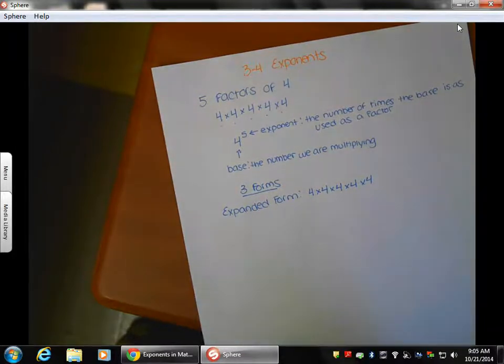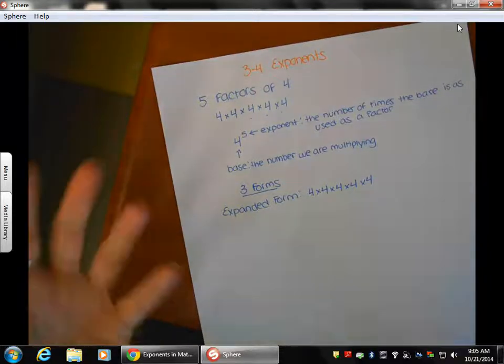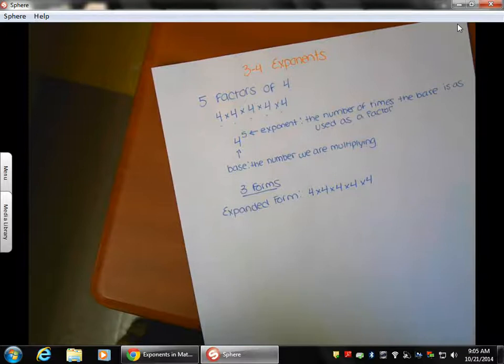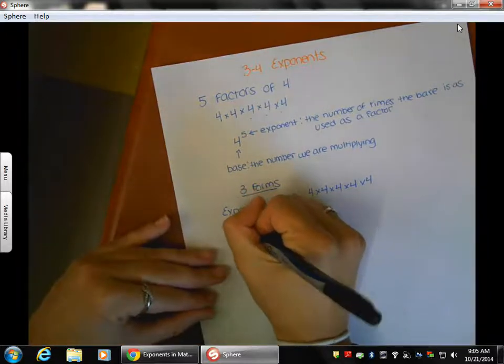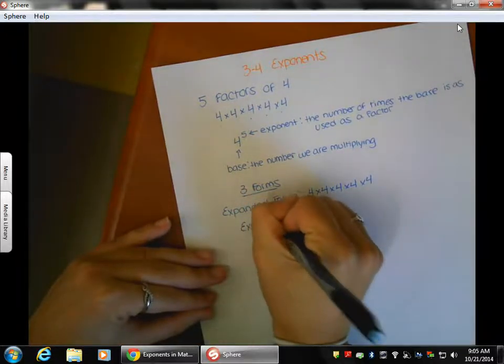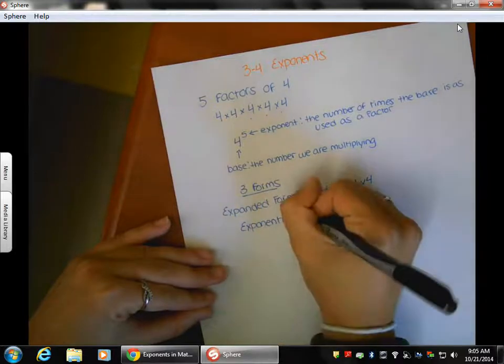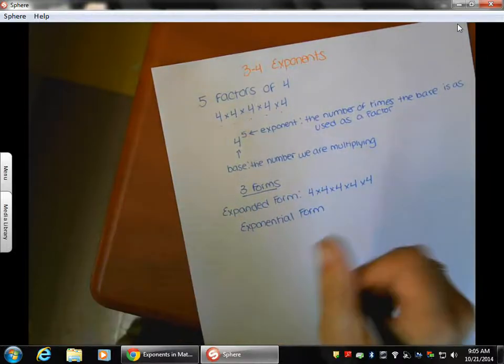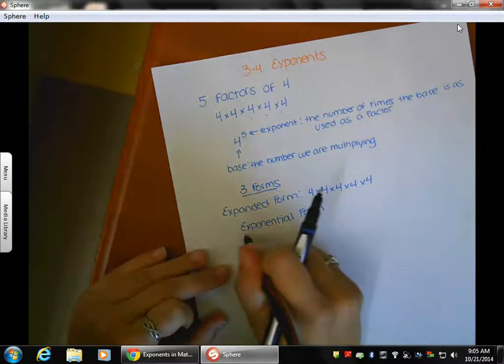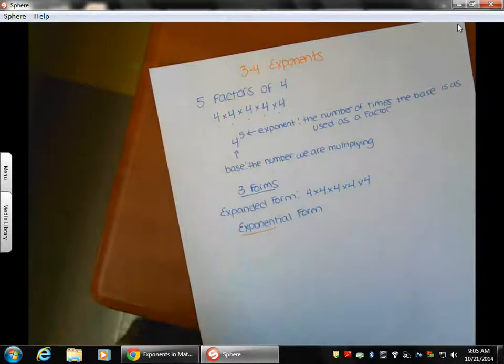Then we have our exponential form. This one is new, okay? But it's just what it says. It's our exponential form. We use an exponent. Now we have this little base word of exponent there, which can help us out to remember that we need to have an exponent there. Remember that exponent is that small number.